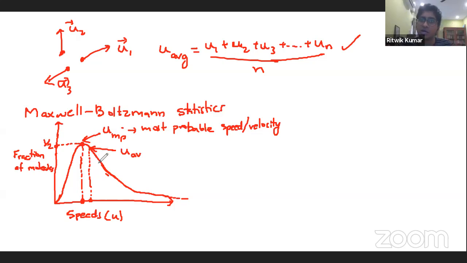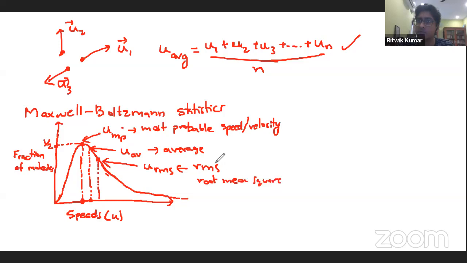The third one is known as the RMS speed, or the root mean square speed, u_RMS. This is the average speed, and this is the RMS speed, or the root mean square speed. The RMS speed is higher than both the most probable and the average speeds, but it is associated with a lower fraction of molecules. Is this clear? How the terminologies and all the terms are associated with each other?